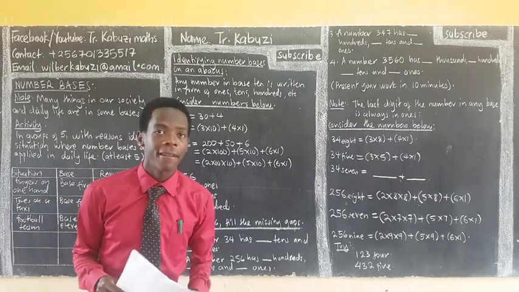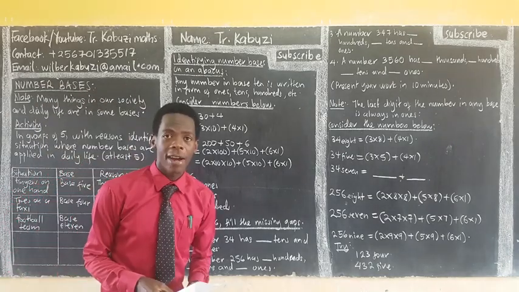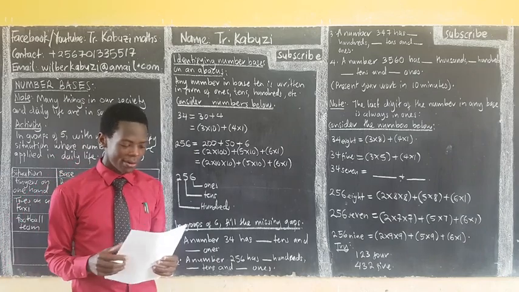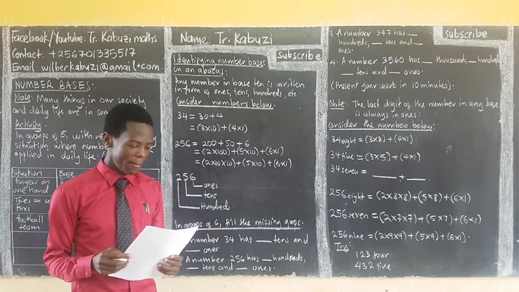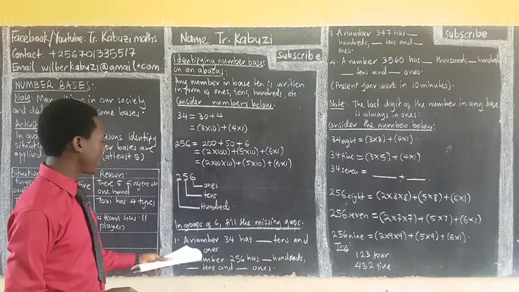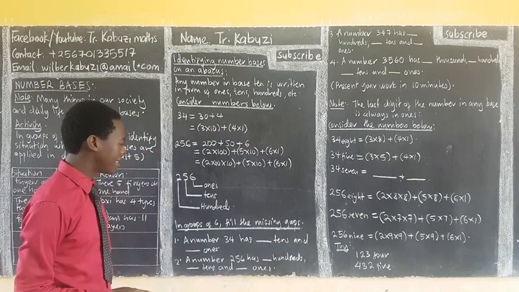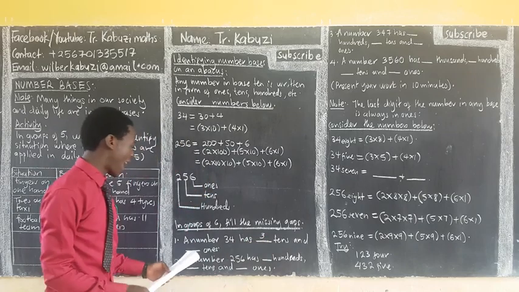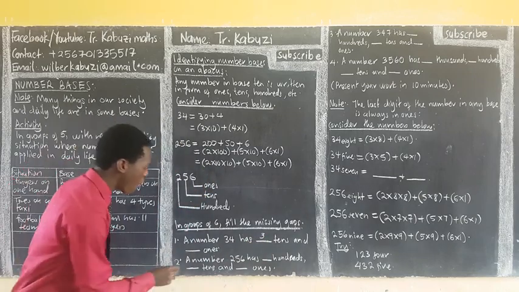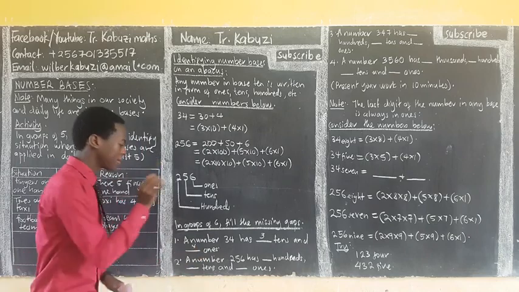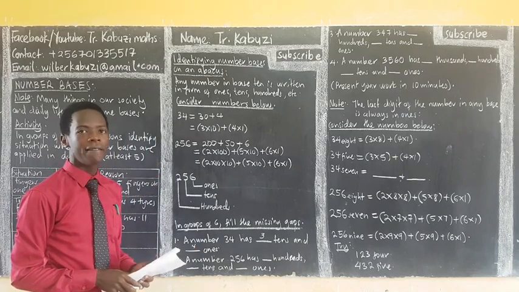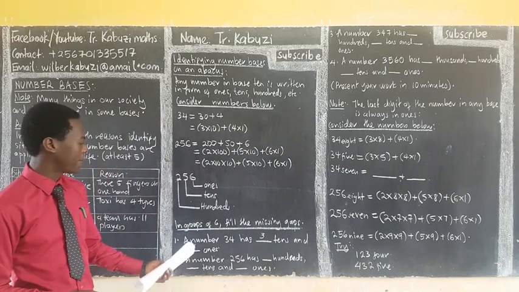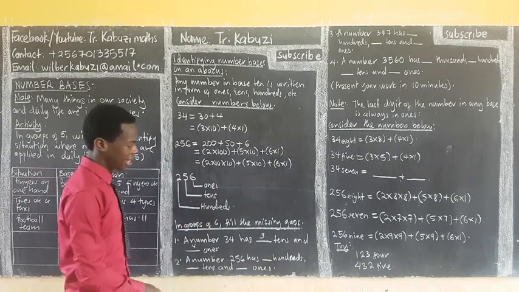Okay, after that pause, I think now everyone has his or her own answers. Now this group here, they are telling me that for them, a number 34 has 3 tens and 4 ones. Are they right? Is your group having the same? Are they 4 ones? Let us see.